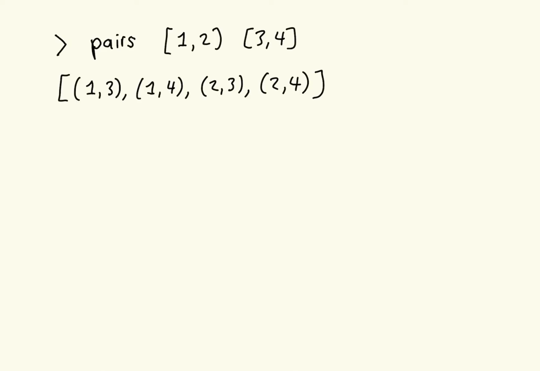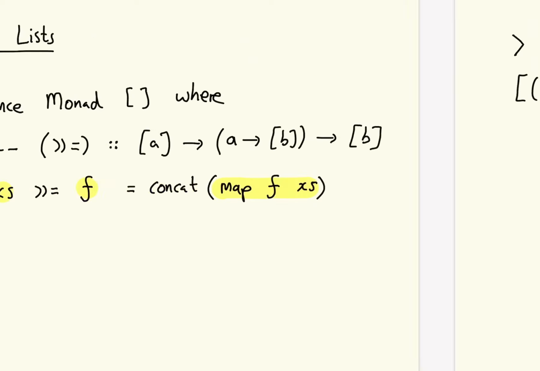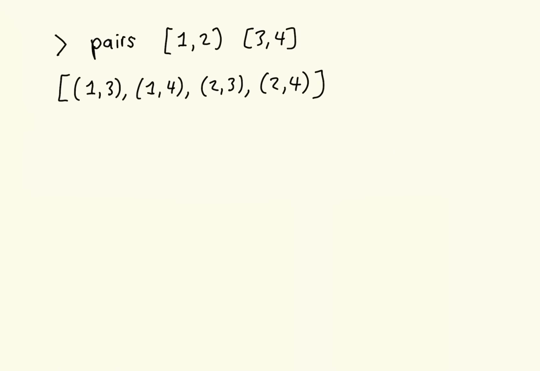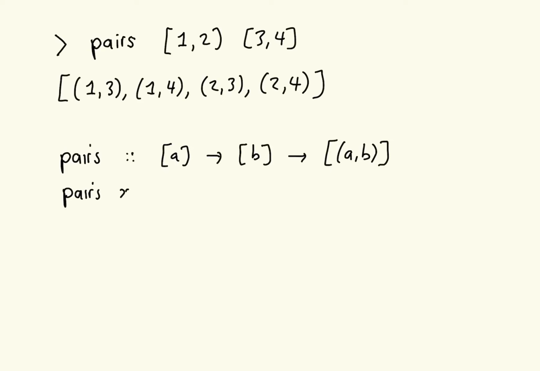Let me show you how I could do this using the fact that lists are monadic. Because we have this monad declaration, we can now use the do notation to write programs that process or generate lists. So let's see how to do the pairs function. I can define pairs, and it takes a list of A's. It's going to be polymorphic, and it takes a list of B's, and it's going to give back a list of pairs of A's and B's. And how do we define it? Well, I'm simply going to say if I have two lists X's and Y's, then I'm going to do something.